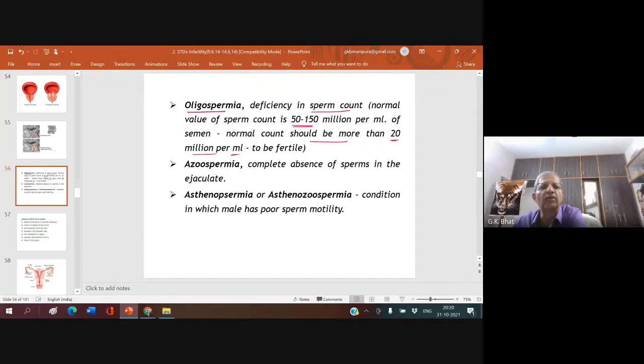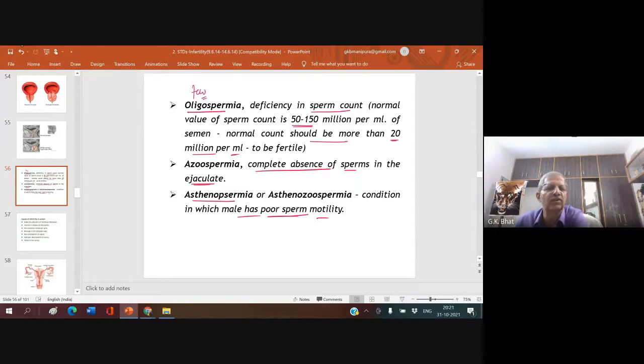So oligo means a few. Oligospermia, less sperm count, fewer sperms in 1 ml. Per ml, there should be at least 20 million sperms to be fertile. If it is less than 20 million, it is considered infertile. Azoospermia, complete absence of sperms in the ejaculate. Asthenospermia, a condition in which the male has poor sperm motility.